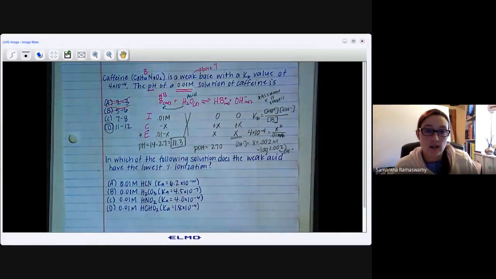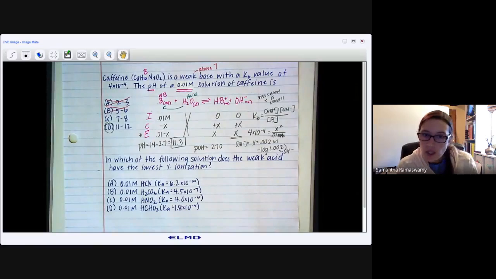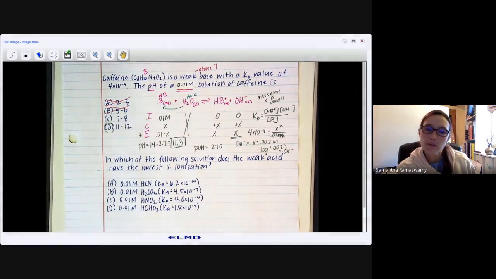So notice that even though it's a weak base, the pH is still 11.3. Just because it's a weak base doesn't mean it's barely above 7. It could fall anywhere between 7 and 14. So that's looking at the weak base calculation.